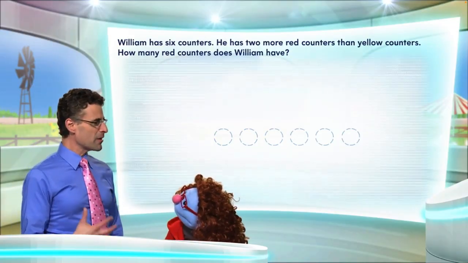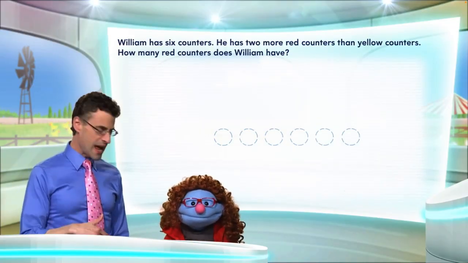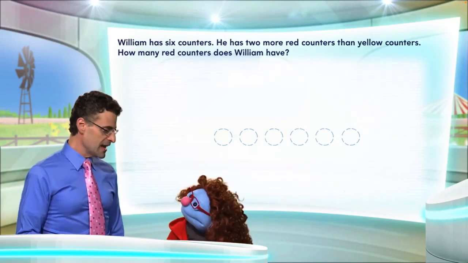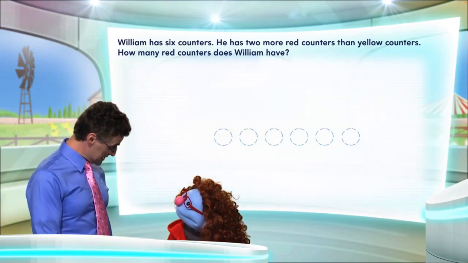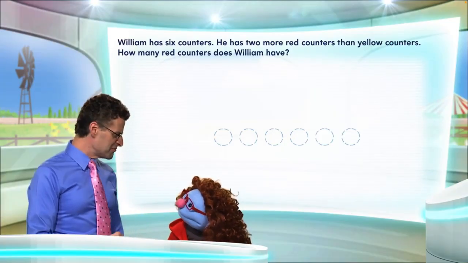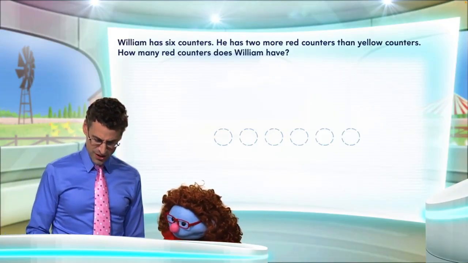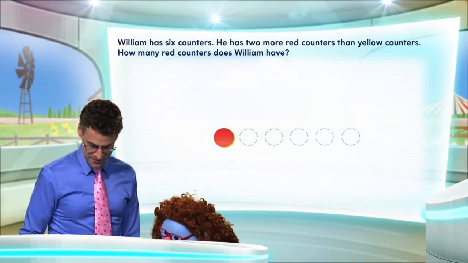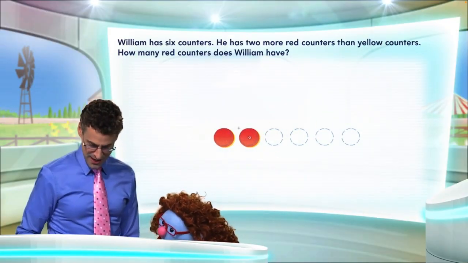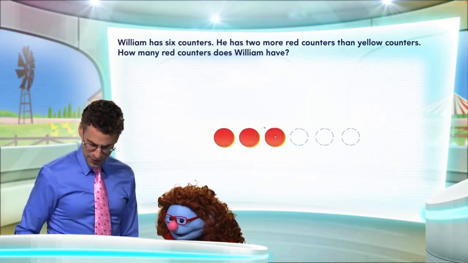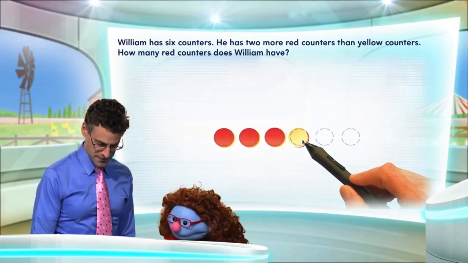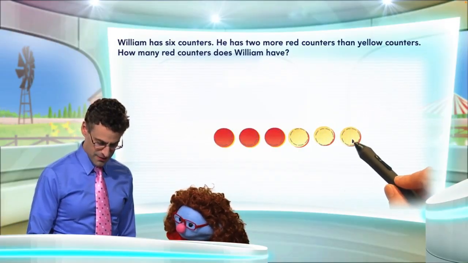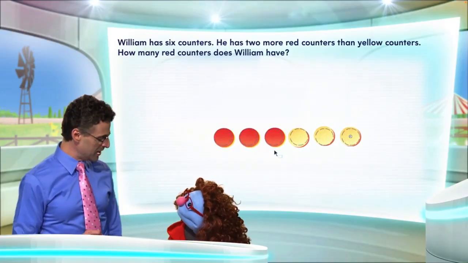Now, we have to think about a way of representing the red and the yellow counters. But we remember that if you have 3 things and 3 things, that makes 6 things. So let's just start, not worry about getting the right answer right now. Let's say he has 3 red counters. So I'm going to make 3 of the counters red, and then the other 3 counters yellow. Let's just see what happens. So now we've got 3 and 3, and that gives us the whole 6.